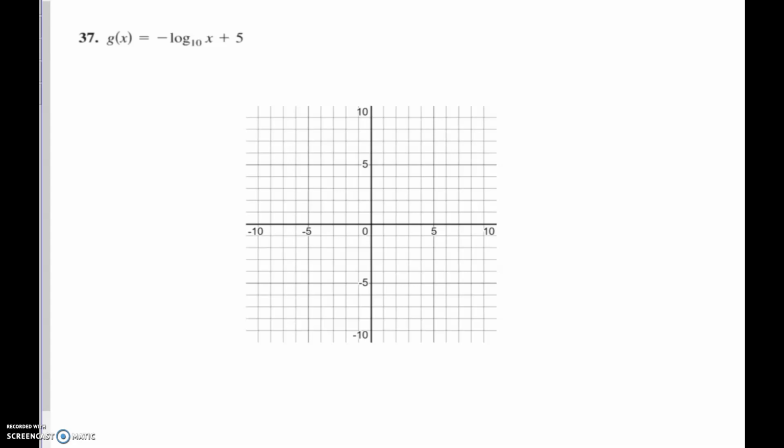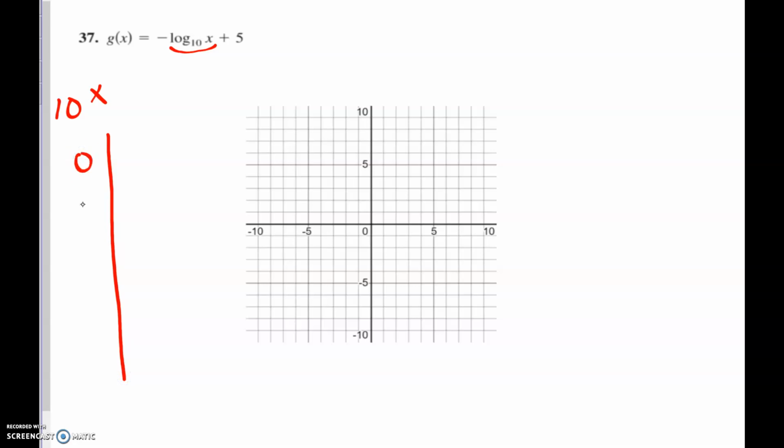A few of you had questions on graphing logarithms. So let's take a look at the review sheet number 37. The logarithm you're taking is log base 10. So first, you want to think about the original equation, 10 to the x.